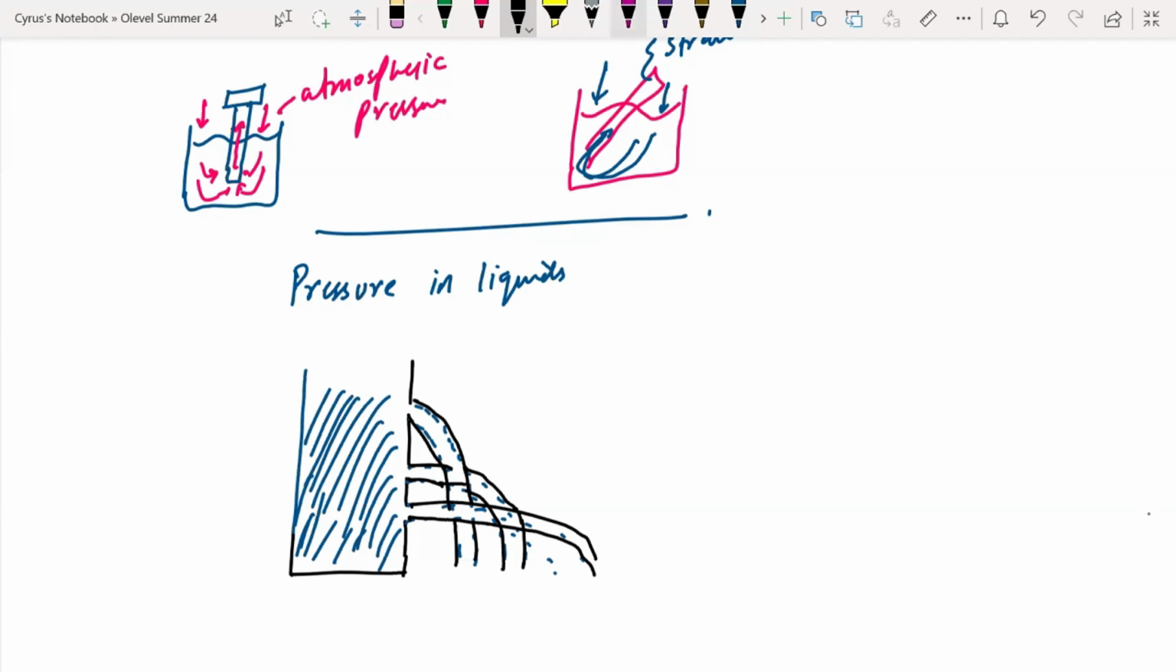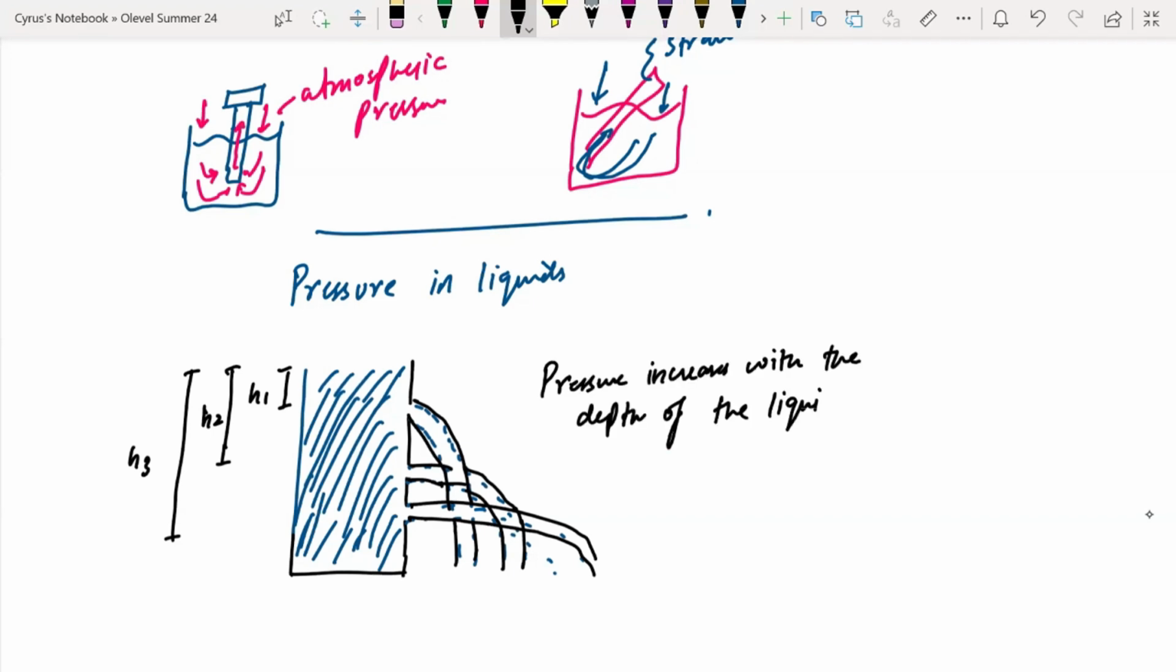Here you can see that this is depth H1. Then you have this depth here. This is H2. And then you have another depth here, which is this one, which is H3. So you see that the pressure increases with the depth of the liquid column. Always remember, you must consider the depth from the top; this comes in many questions.